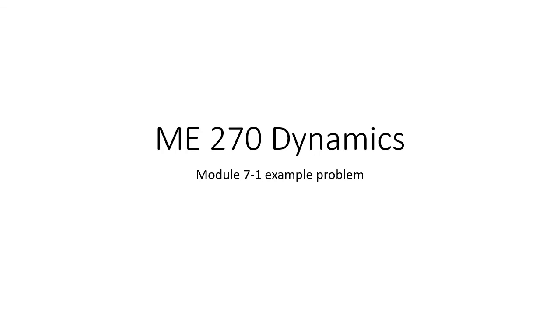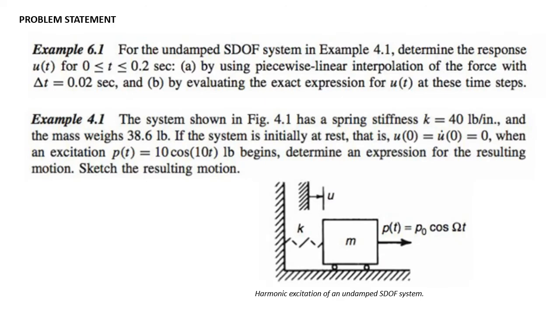Let's take a look at an example problem for Module 7.1. So in this example problem, example 6.1 from our text, they tell us that for an undamped single degree of freedom system from example 4.1, which we'll come back and reference in a minute here, they want us to determine the response for u of t from time 0 to 0.2 seconds.